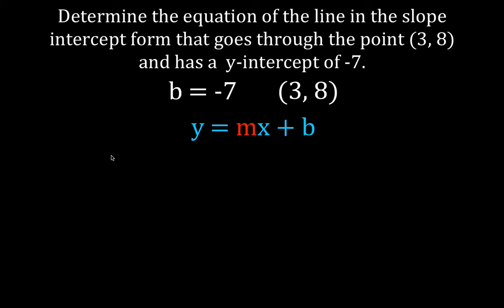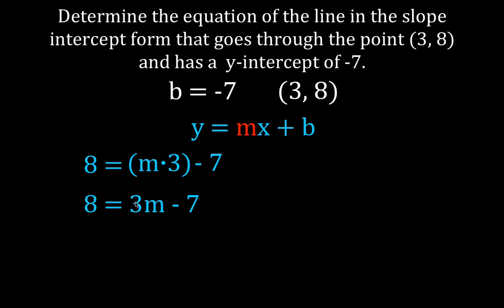I'm going to do that right over here. This is the x value and this is the y value. Y is equal to 8, so I put 8 in, and then m times 3, because m is what we're looking for and x is 3. The slope times x, mx, plus b, which is minus 7. Now I'd like to clean this up a little bit, so I'm just going to switch m and 3 around, so it looks like 8 equals 3m, because usually we write the number first and the variable second. 8 equals 3m minus 7.